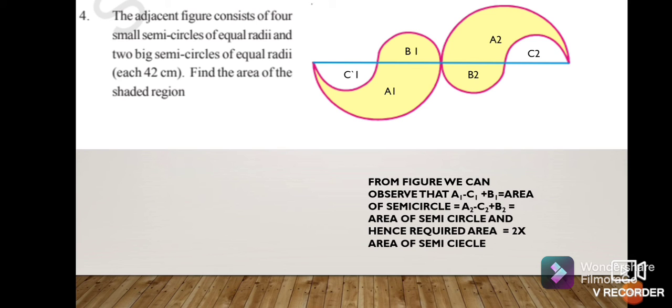So hence we have to get the 2 areas of semicircle. That's why I am writing, hence required area is equal to 2 into area of semicircle. Just that is the magic. By understanding the figure only, you will get an easy solution.